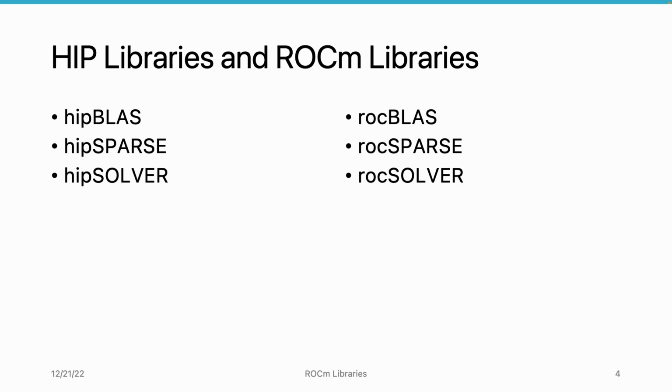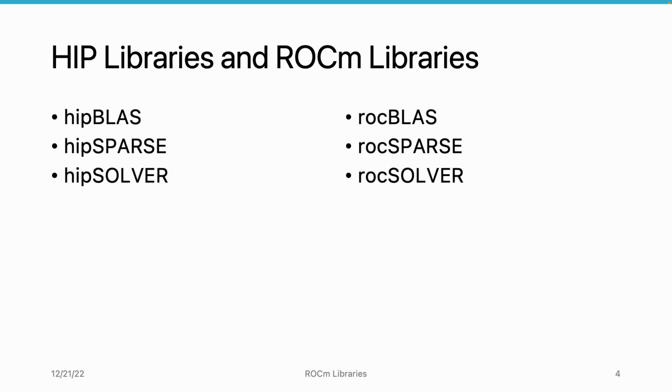Sometimes you may see HIP libraries and ROCm libraries. So you may say hipBLAS and rocBLAS, hipSPARSE and rocSPARSE, hipSOLVER and rocSOLVER. So what are the differences? Why does AMD provide both HIP libraries and ROC libraries?